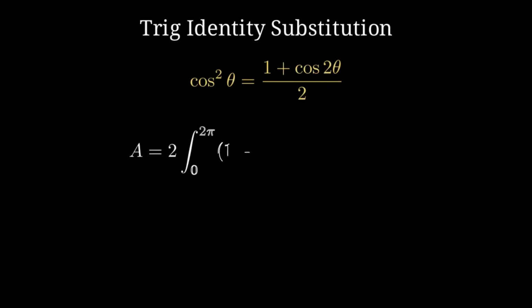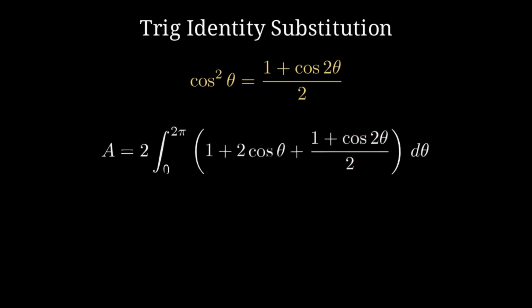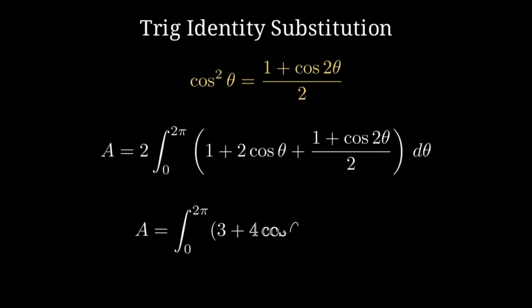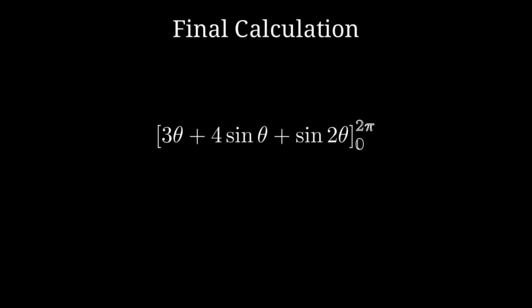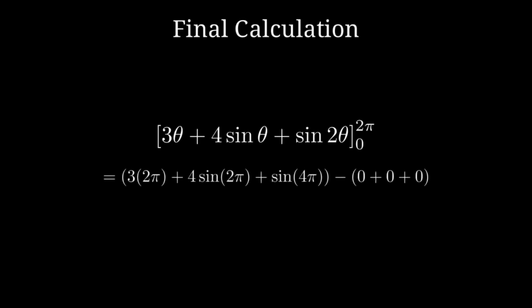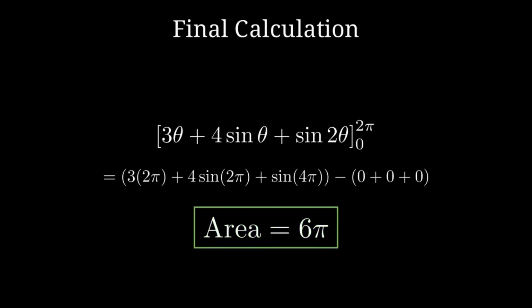Using the identity for cosine squared simplifies the expression into terms we can easily integrate. This is a common step in polar area problems, as the formula always involves squaring the radius function. After integrating and evaluating at the boundaries, the sine terms vanish at 0 and 2 pi. We are left with 6 pi. This represents the total square units contained within the cardioid boundary.